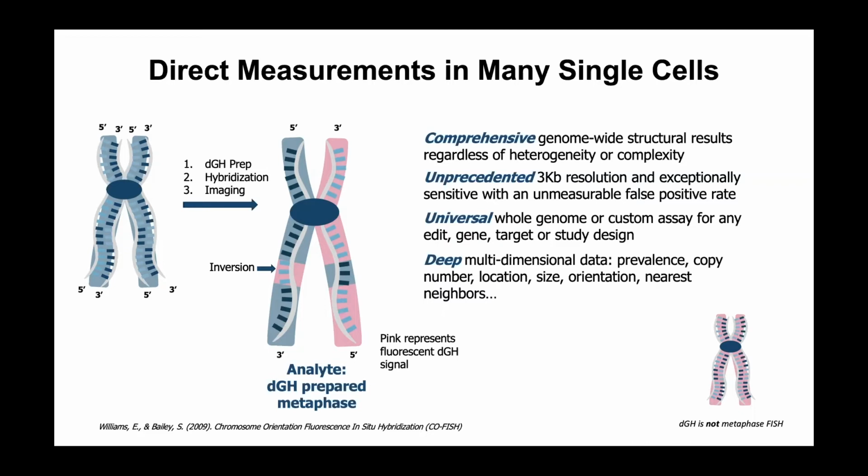We then paint these prepared metaphases with tiled hybridization probes and image the resulting fluorescently labeled chromosomes from an individual cell. Analysis of the single pattern allows us to differentiate normal from a rearranged genome, effectively measuring the sequence, location, and orientation of any structural variant in the genome.